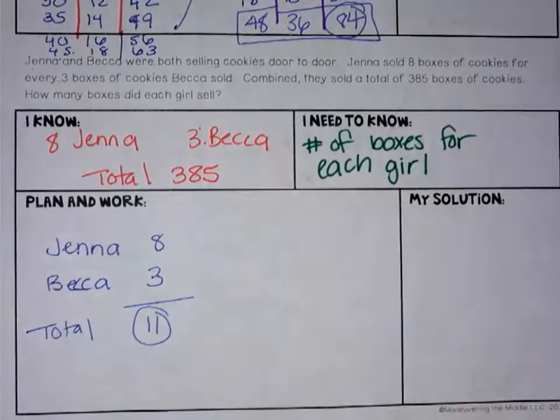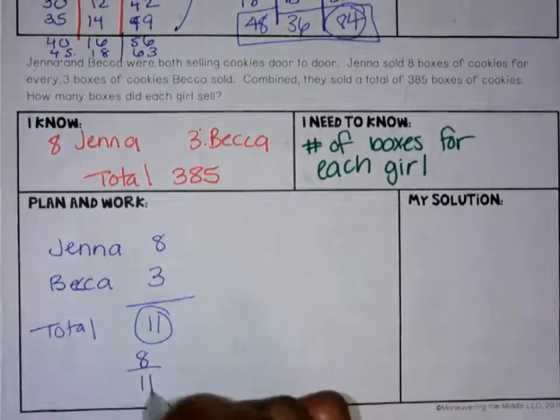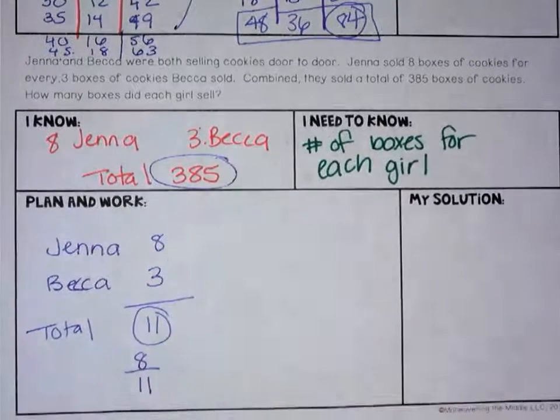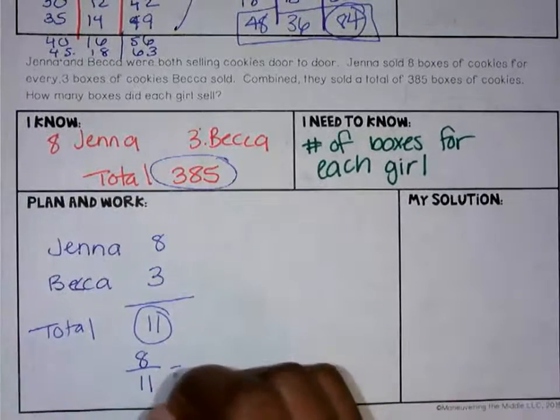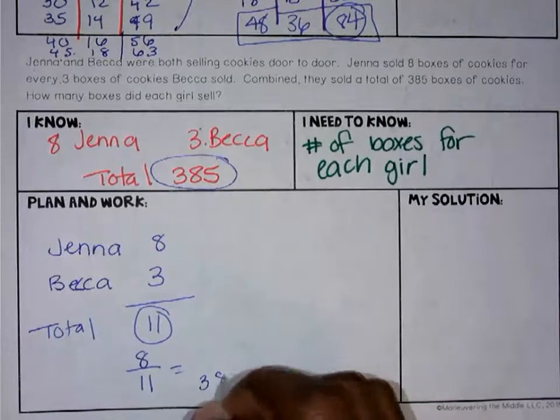So same thing we did in the first problem, right? Let's start with Jenna first. So you take Jenna over the total, and you're trying to get that total of 385. So you know you have to get to 385.